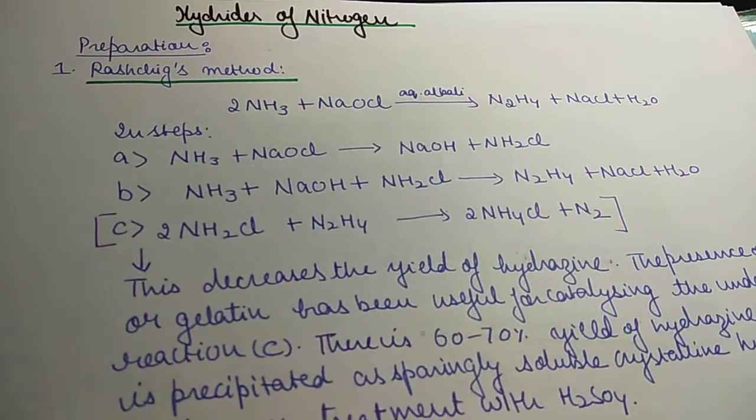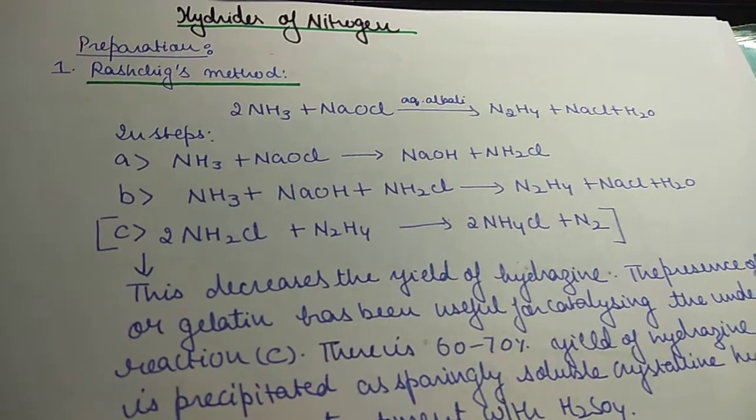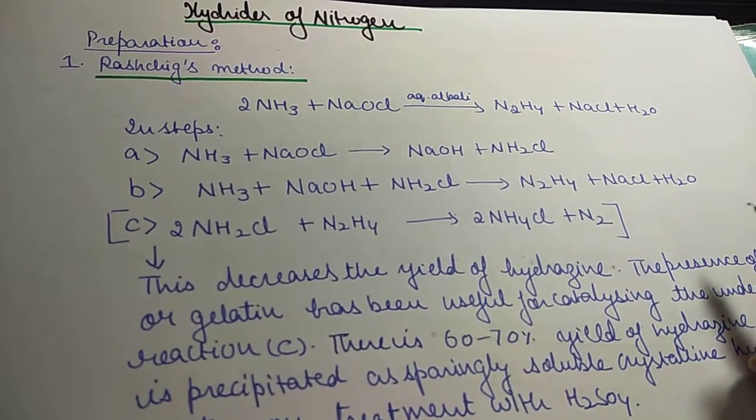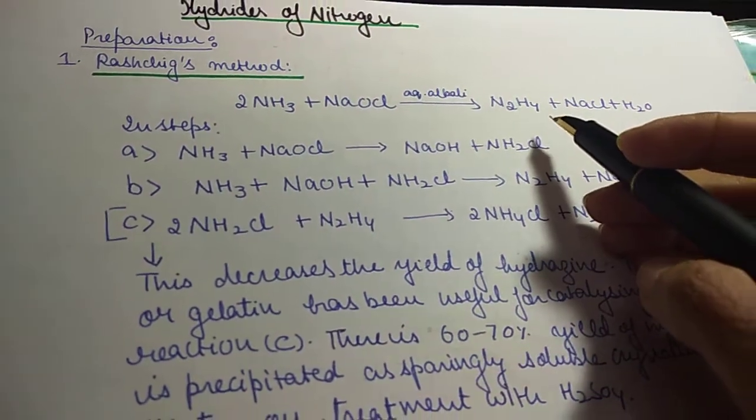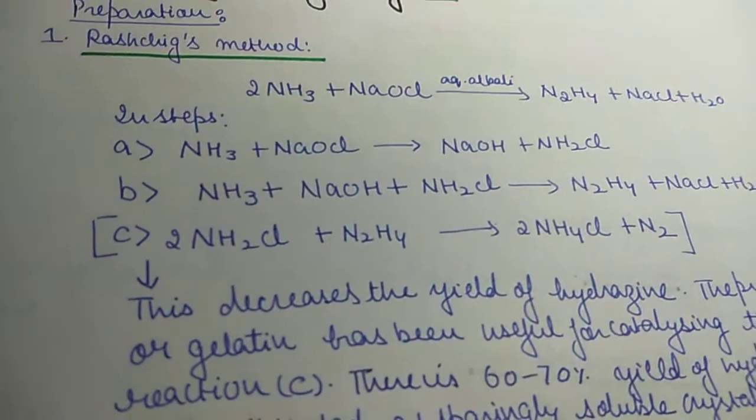So we will study today hydrides of nitrogen. Ammonia I have already covered. So in hydrides of nitrogen we will do hydrazine. It is prepared by Raschig's method. Raschig is the name of the scientist.